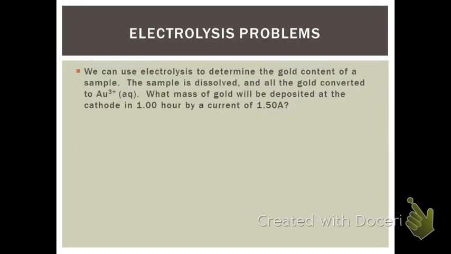So how do you use it? We can use electrolysis to determine the gold content of a sample. The sample is dissolved, and all the gold is converted to Au3+. What mass of gold will be deposited at the cathode in 1 hour by a current of 1.50 amps? So I know it's electrolysis, and just based on the fact that they gave me amps, the only equation I know that works with that is I t equals n F E.